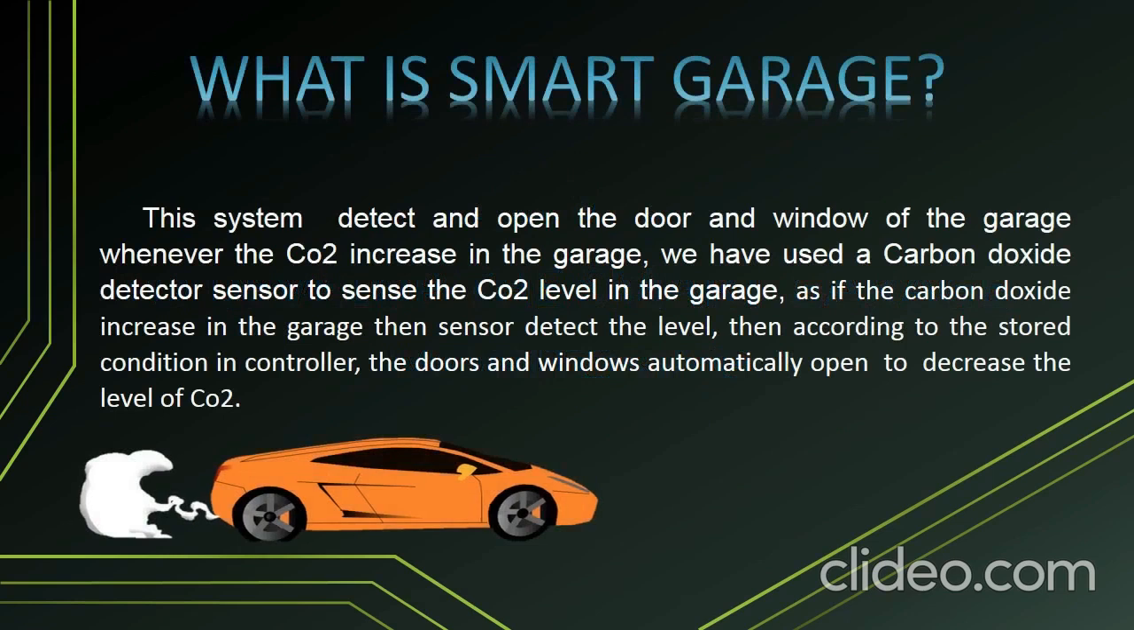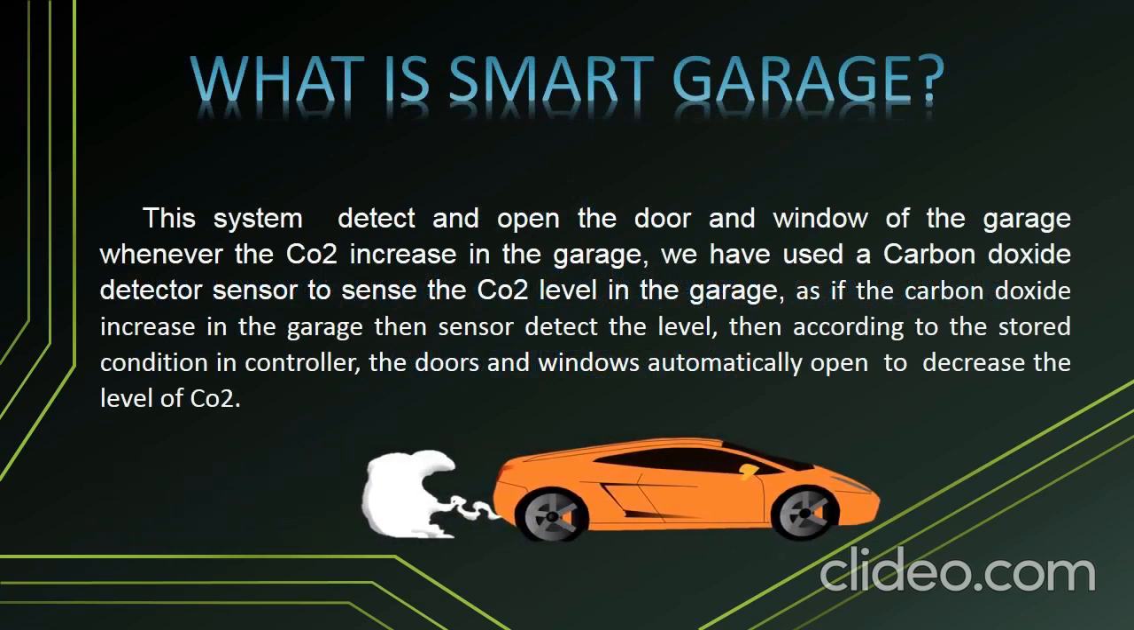First, we see what is a smart garage. This system detects and opens the door and window of the garage whenever the CO2 increases in the garage. We have used a carbon dioxide detector sensor to sense the CO2 level in the garage. If the carbon dioxide increases in the garage, the sensor detects the level. Then, according to the stored condition in the controller, the doors and windows automatically open to decrease the level of CO2.